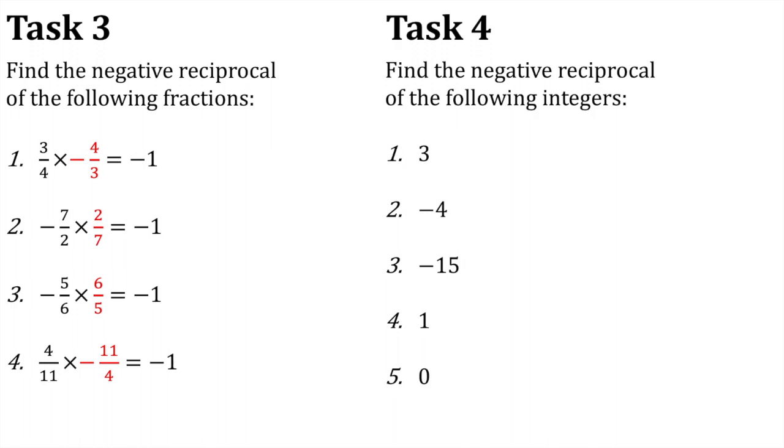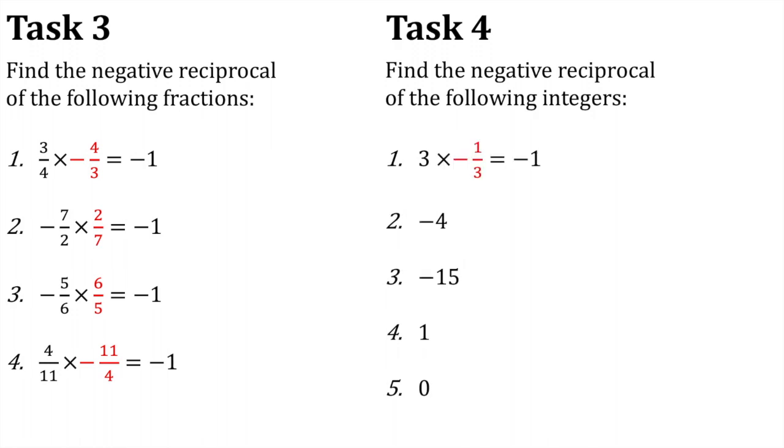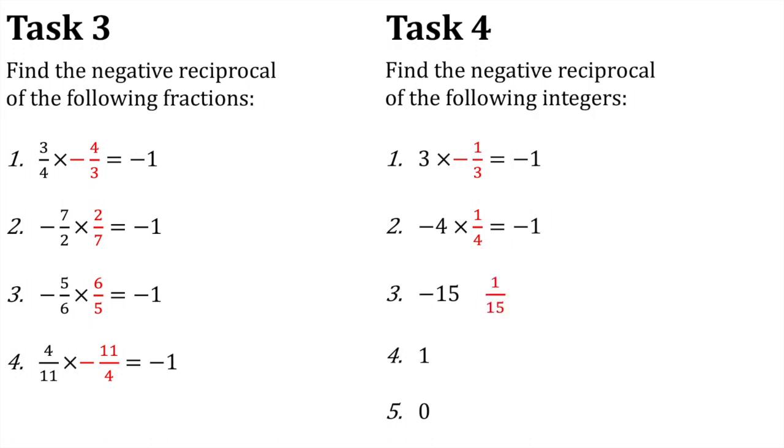And task 4. Now, obviously, these are all whole numbers, as you can see, apart from number 5. So the first one, we need to multiply by -1/3. That's the negative reciprocal. And 3 multiplied by -1/3 gets us -1. For number 2, the negative reciprocal is 1/4, because that product gets us -1. Number 3 is 1/15. Number 4, -1.